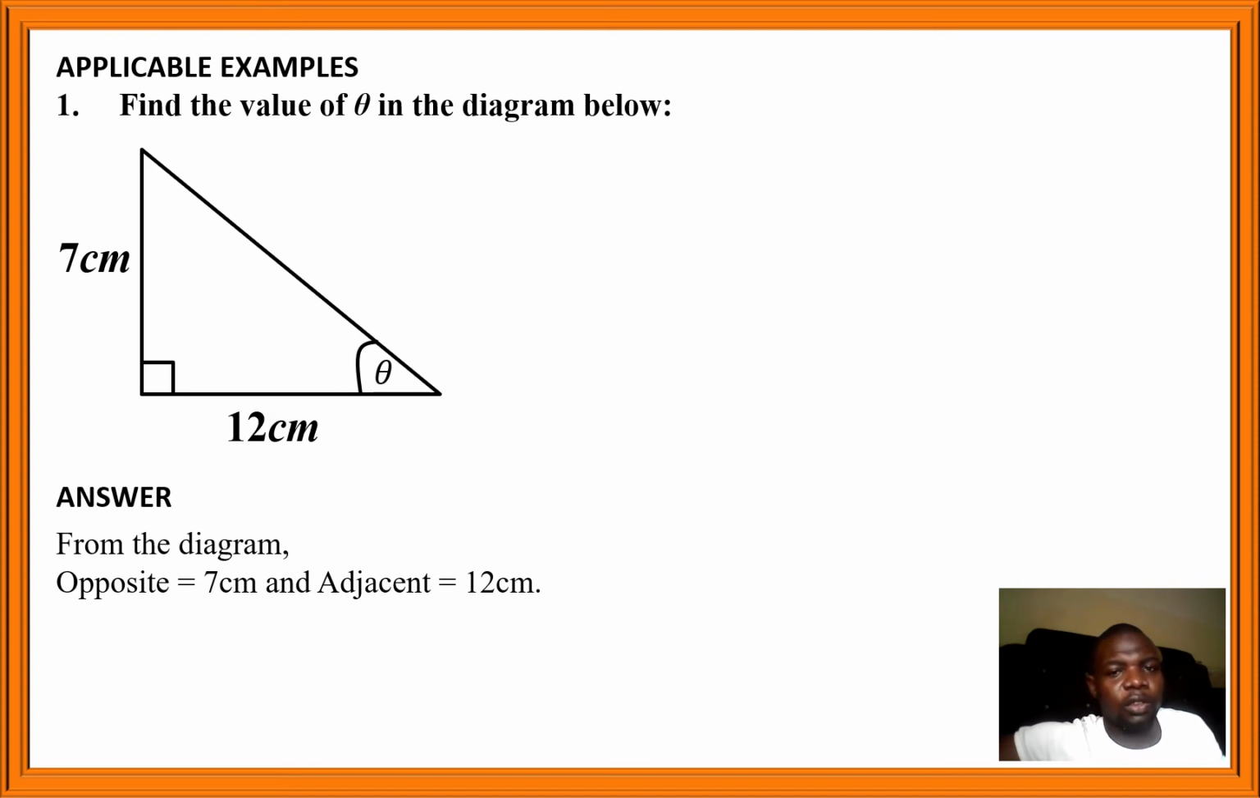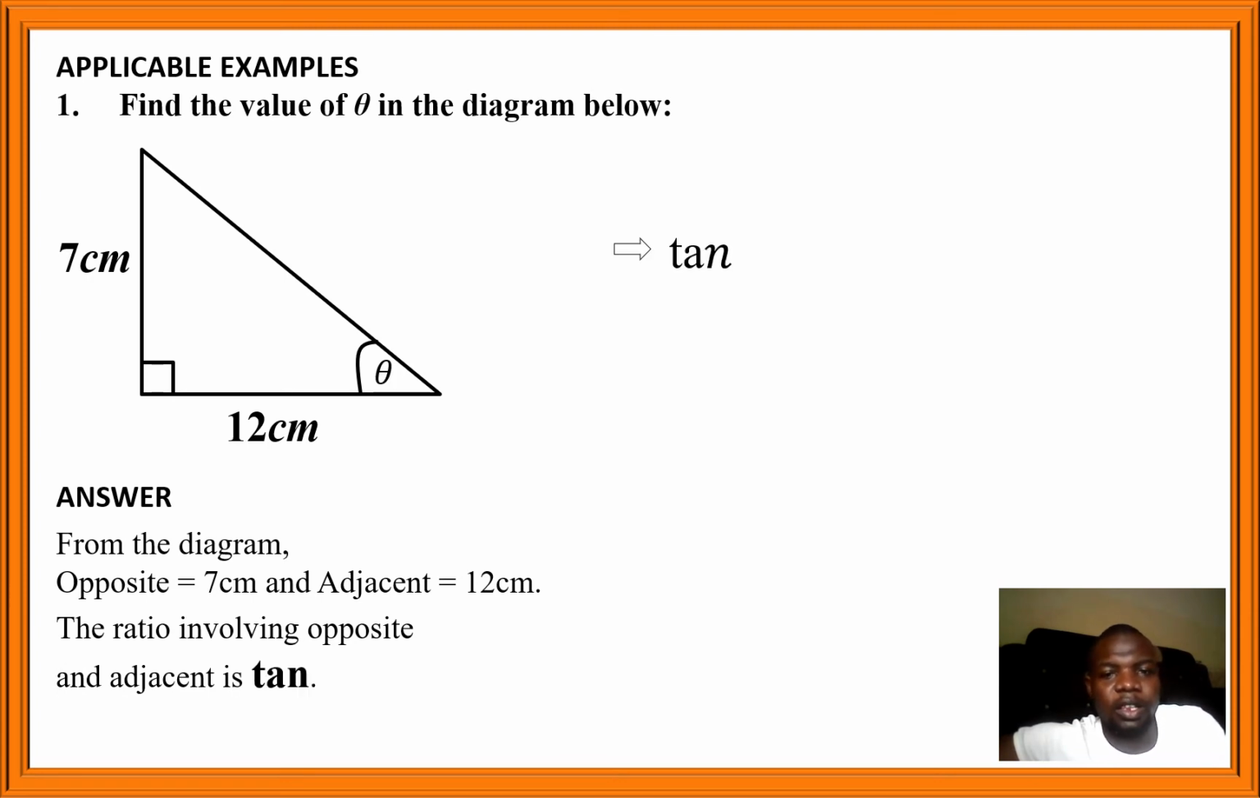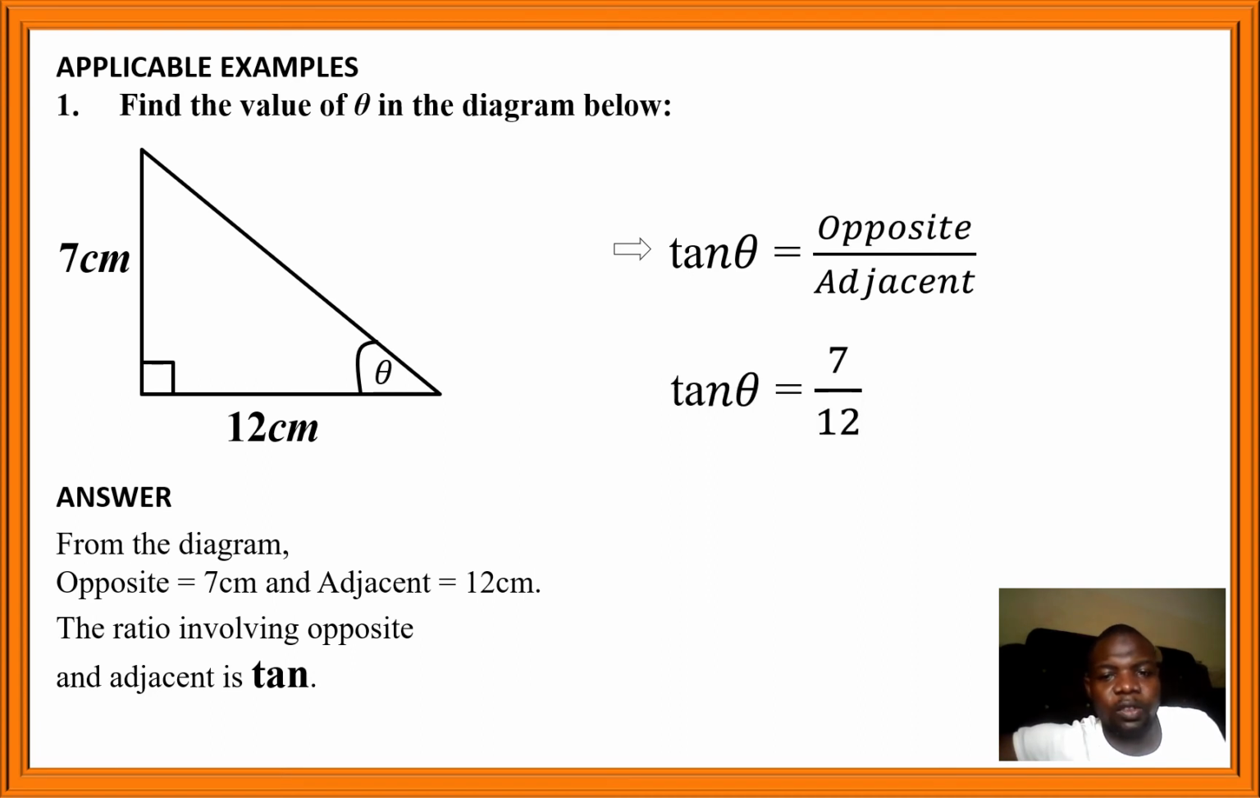So from the 3 trigonometry ratios, the ratio which involves opposite and adjacent is tan. So we are going to say that tan of theta will now be equal to opposite over adjacent, where we know opposite is 7 centimeters and adjacent is 12 centimeters. So tan of theta will now be equal to 7 over 12 since they are of the same units.